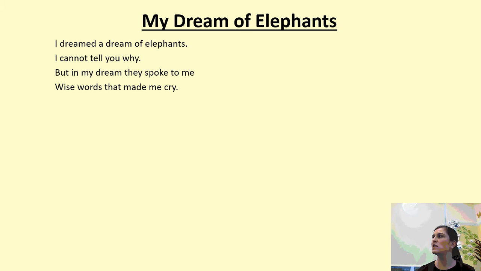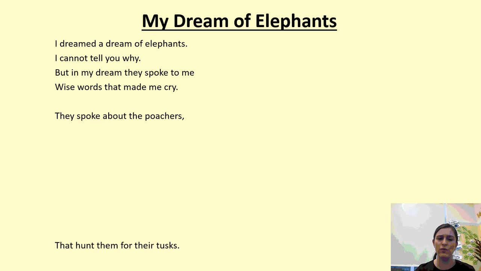And then I thought, if they're hunted for their tusks, what words rhyme with tusks? And I wanted to go with the word dusk, which I said meant sunset. So they spoke about the poachers, because remember, they is talking about the elephants that are speaking to me in my dream. The poachers are the people who go to kill elephants sometimes and take their tusks away from them as part of the ivory trade, which is illegal. So they spoke about the poachers that hunt them for their tusks.